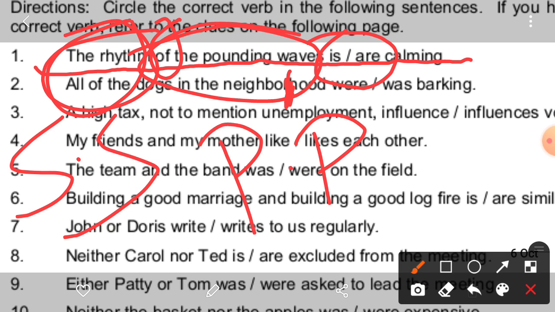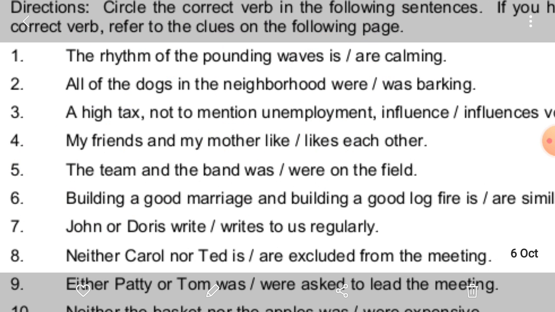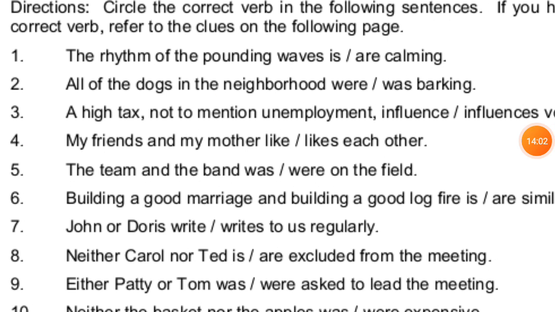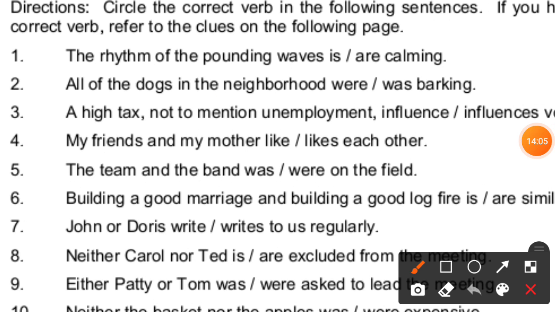So I have already told you that we need to cut this portion. We need to ignore this portion, okay? Because we have a singular subject, the rhythm, it now becomes easier for you to select the verb. So is is your singular verb and are is your plural verb. Which verb will go with a singular subject? Obviously a singular verb. So we need to choose is as our correct answer, and the sentence will be: the rhythm of the pounding waves is calming. Clear? Are is your incorrect answer.